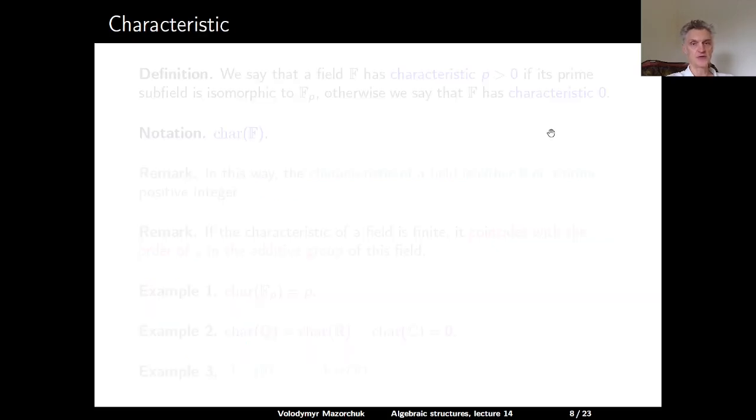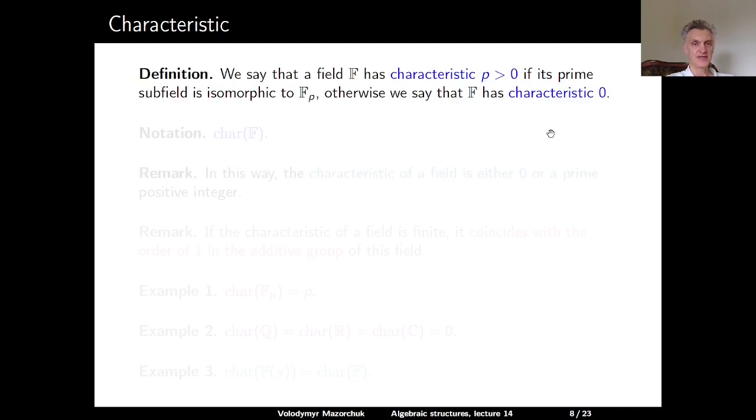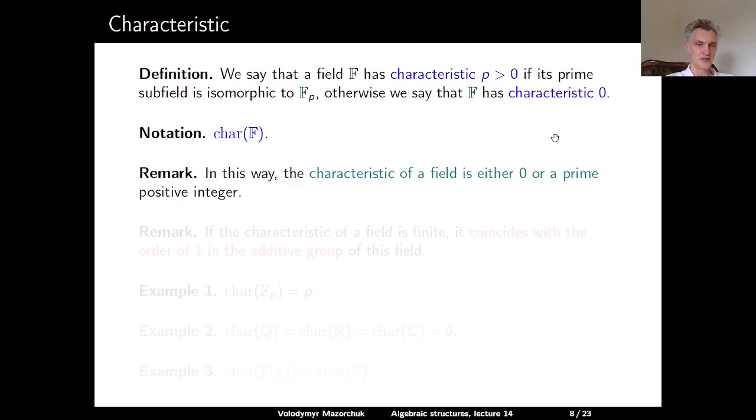Now we can define the notion of characteristic. Definition: we say that a field F has characteristic p, which is greater than 0, if its prime subfield is isomorphic to F sub p. Otherwise, we say that F has characteristic 0. The characteristic of the field F is usually denoted by char F. Remark: in this way, the characteristic of any field is either 0 or a positive prime integer.